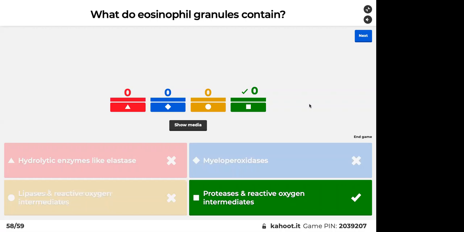So proteases and reactive oxygen intermediates are what eosinophil granules contain. And just a recap of what eosinophils are, they're white blood cells that have these granules which contain the stuff in the green answer, which is supposed to be toxic to pathogens, especially really large pathogens. So basically eosinophils kill really large pathogens.